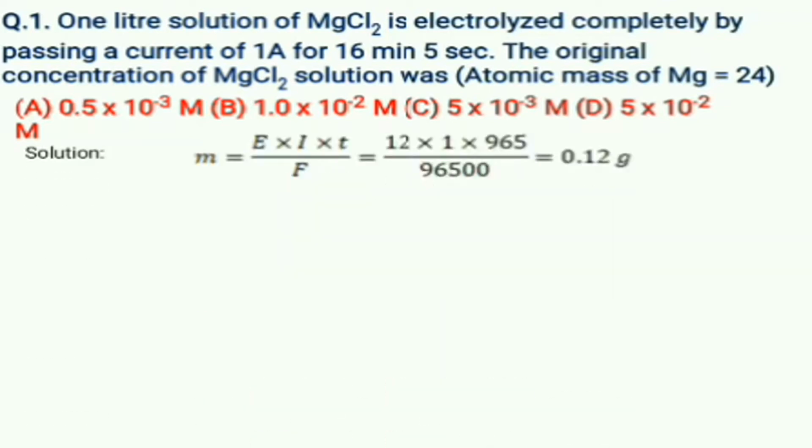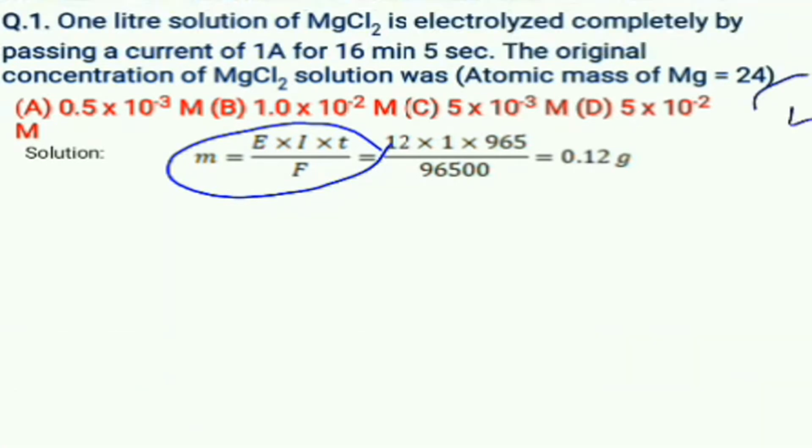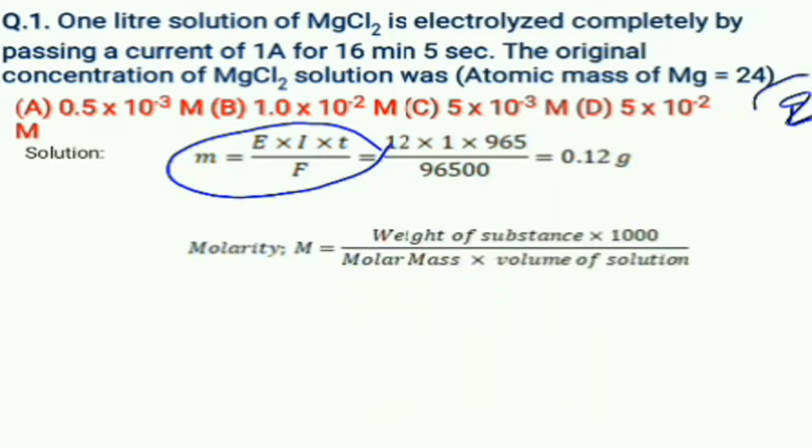Solution. So you remember this equation. What is mass deposited? That is equal to equivalent weight into current into time divided by F. So the equivalent weight of magnesium, we know it's magnesium plus 2, so you have to divide it by 2. So it becomes 12. 12 into 1 into 965, that is 16 minutes and 5 seconds converted into seconds, divided by 96,500 coulomb. That's equal to 0.12 gram. So you calculated the weight deposited, the mass.